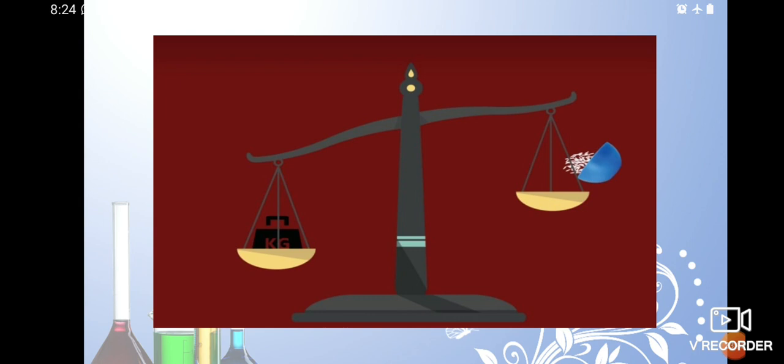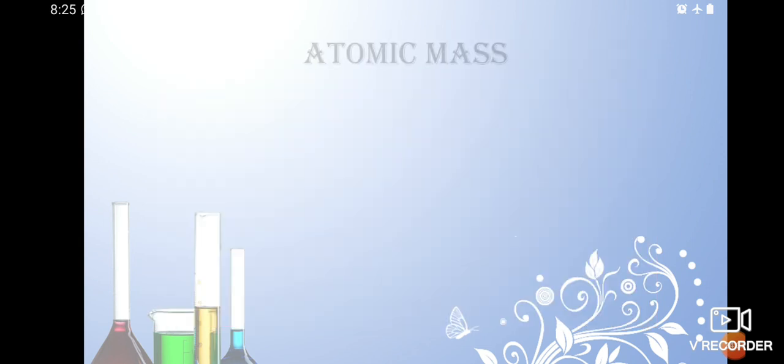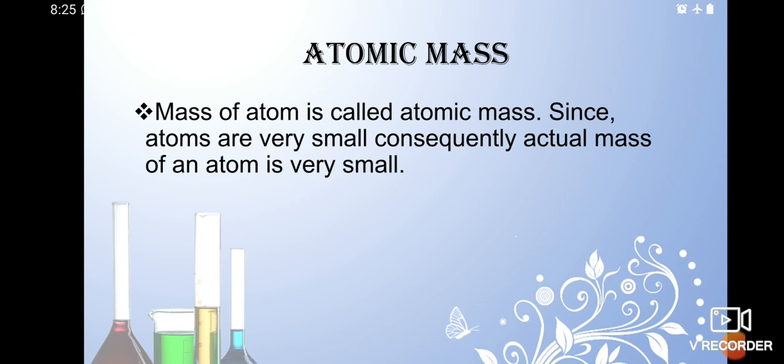But the same can't be applied to atoms. We can't weigh an atom using a balance. An atom is very small, so we cannot determine its weight in units like kilograms or grams. For finding the mass of an atom, we need a different standard. We don't have a kilogram or gram symbol for an atom, so we want a definite standard to weigh the atomic mass. So here we will discuss atomic mass. The mass of an atom is called atomic mass. We already know this.